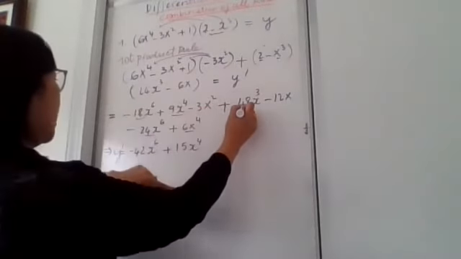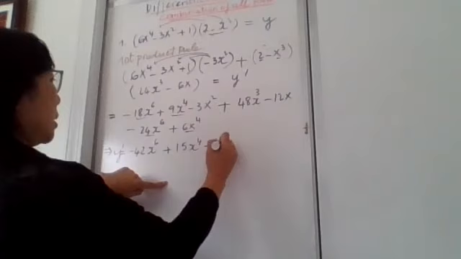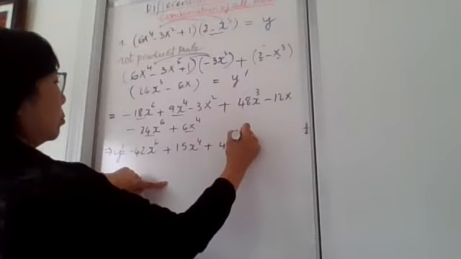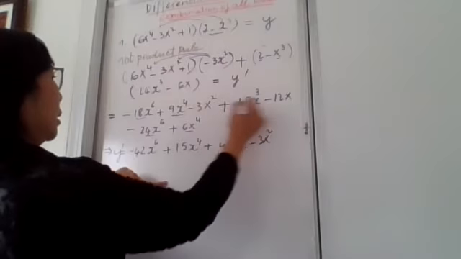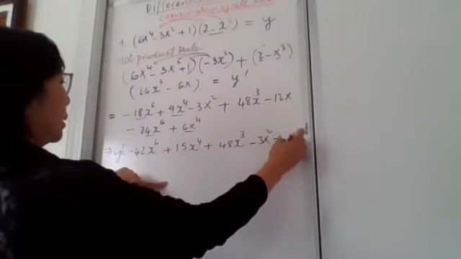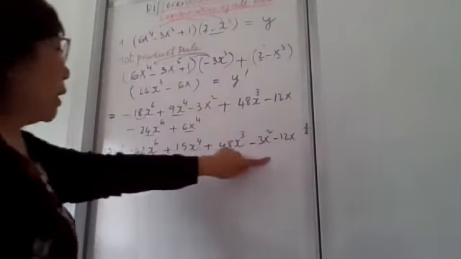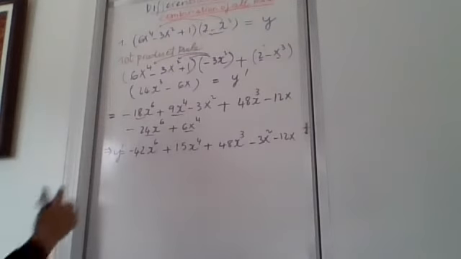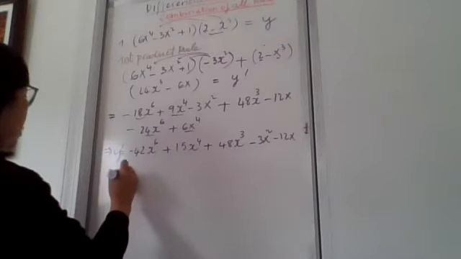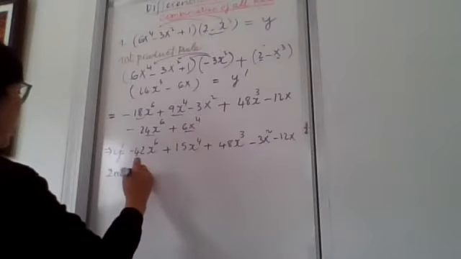Now this one is minus, this is plus. So I'm going to say 48x to the power 3 minus 3x squared, and the last term minus 12x. So they are non-like terms anymore. We cannot add them anymore. This is our answer. So let's get right into the second way of how we do this.